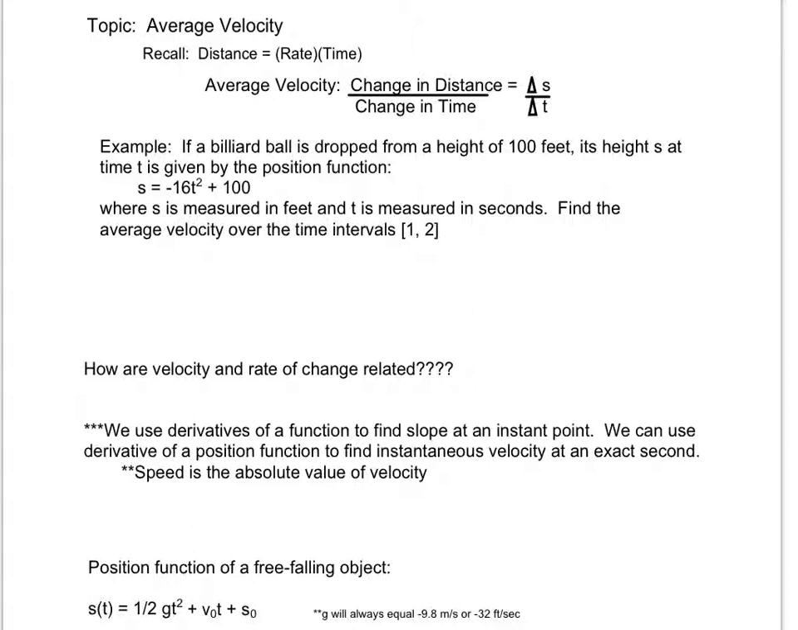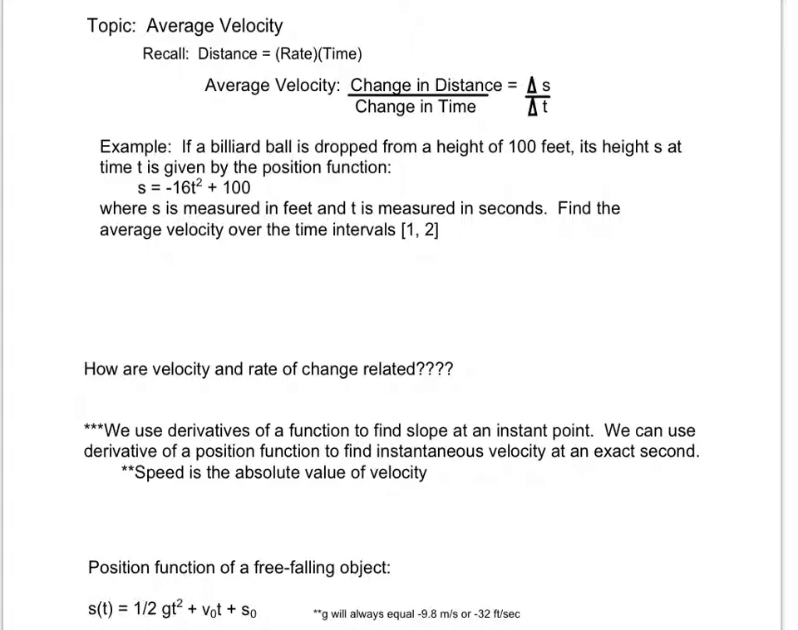So I'm going to go through a couple examples. In this first example, we're going to talk about a billiard ball being dropped from a height of 100 feet. I'm given the position function, so once again, S is going to be for distance or position. Our position, our S, is going to be measured in feet, and our time is measured in seconds. We want to find the average velocity over this time interval. Well, if this is my time interval, t1 is 1, t2 is 2, I need to find the position that corresponds with the time of 1 and the position that corresponds with the time of 2 so I can find my change in position.